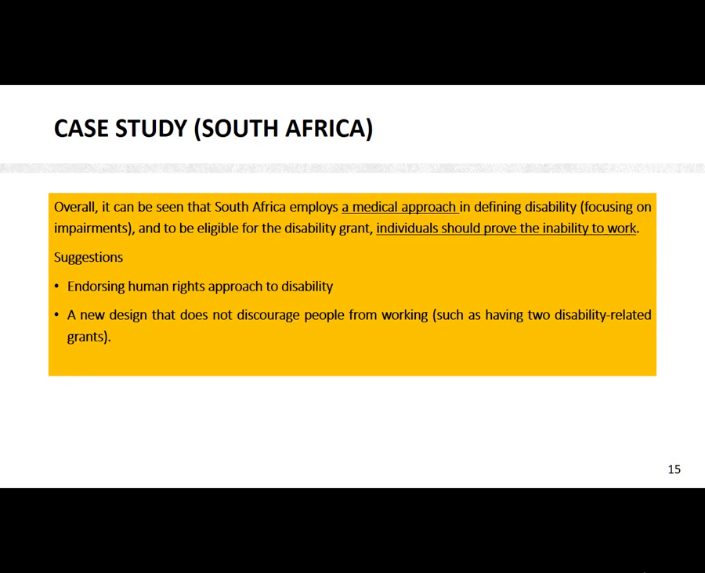Overall, it can be seen that South Africa employs a medical approach in defining disability, focusing on impairments. And to be eligible for the disability grant, individuals should prove the inability to work. This presentation suggests endorsing the human rights approach to disability and introducing a new design that would not discourage people from working, such as having two disability-related grants, as discussed in this presentation.